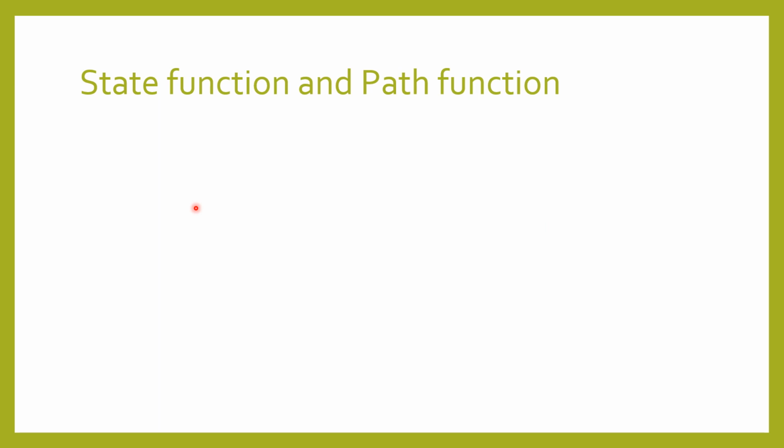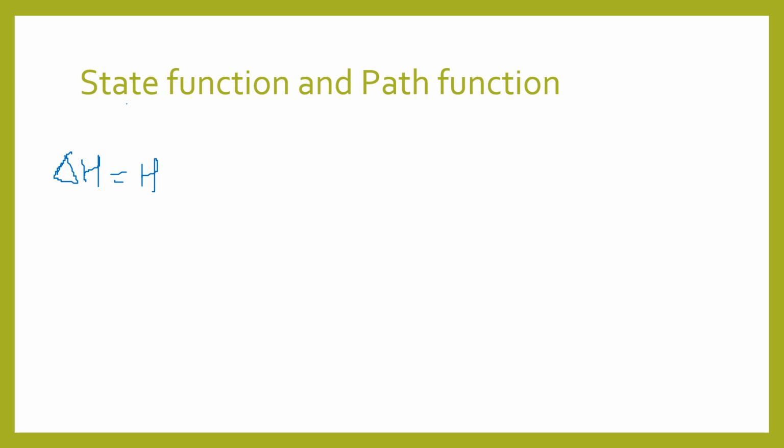Now I come to the next slide, state function and path function. I'll give an example and make you understand state function, path function. First, you understand what is state function. State functions are the functions which depend only on the initial and the final state. I said state functions are the functions which depend only on the initial and the final state. It does not depend on the path followed.